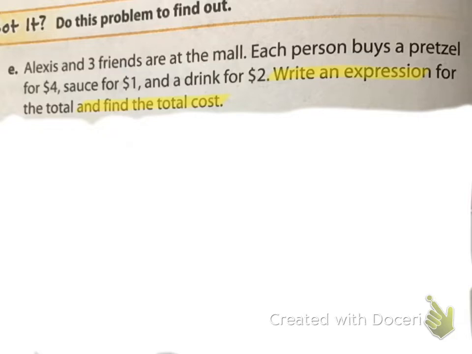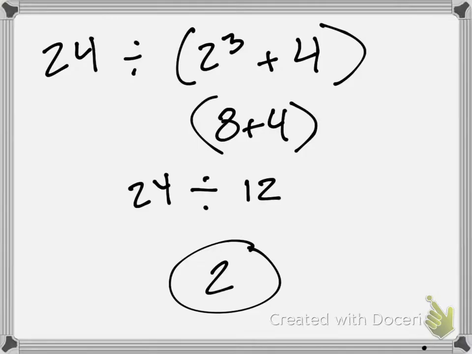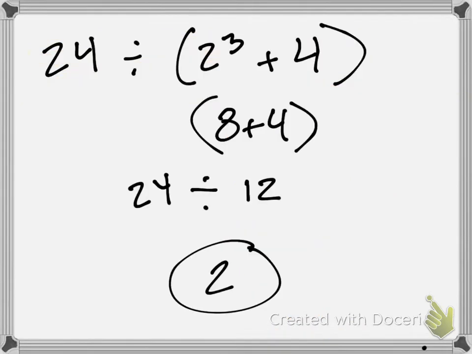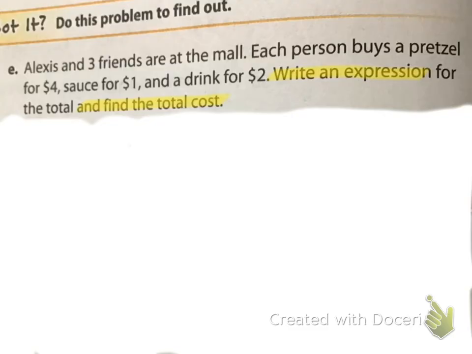So you need to write an expression. What that means is I want to see something that looks like this. I want to see all of those numbers written out before we solve it. Some people messed this up. How many people are at the mall? Raise your hand. 4 people. Excellent. So a lot of you are struggling with writing the expression.